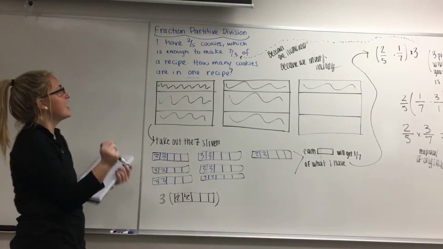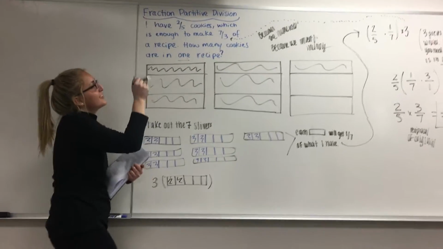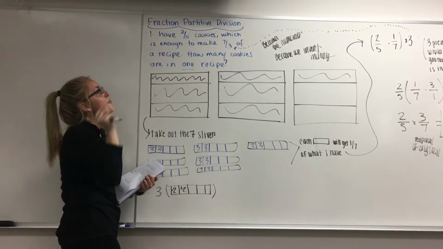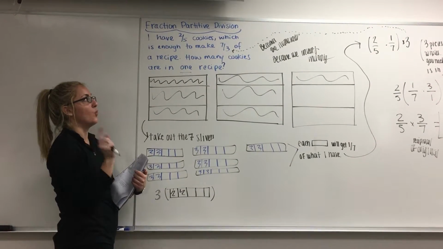So our question is, I have 2/5 of cookies. I have 2/5 cookies, which is enough to make 7/3 of a recipe. So how many cookies are in one recipe? Or how many that I can make to be equal to one recipe?